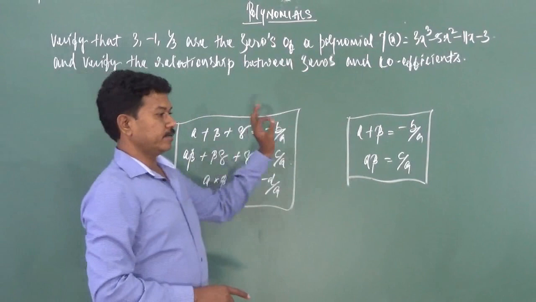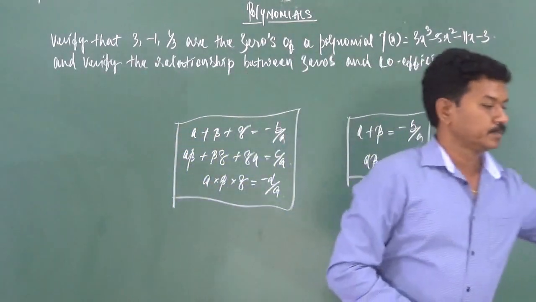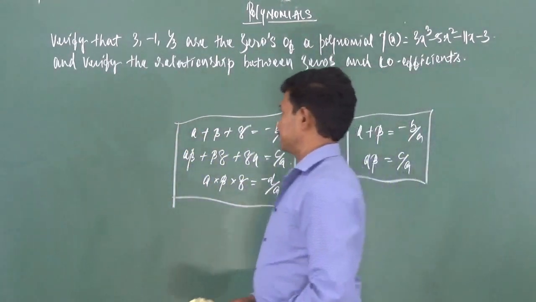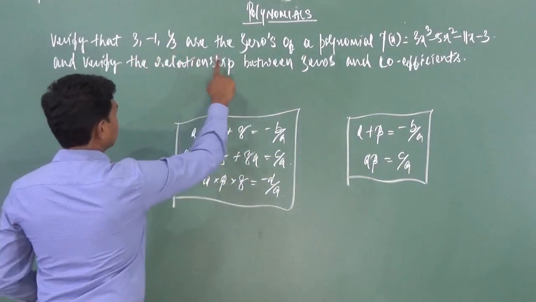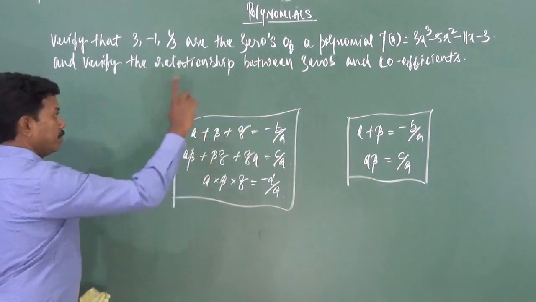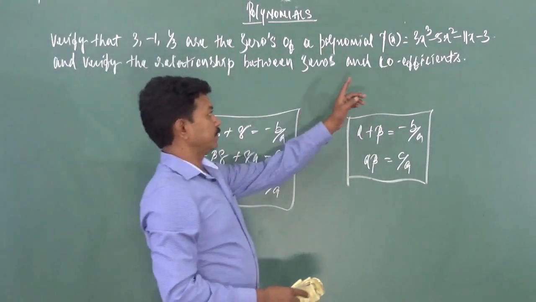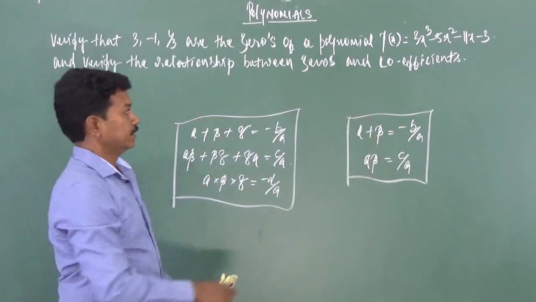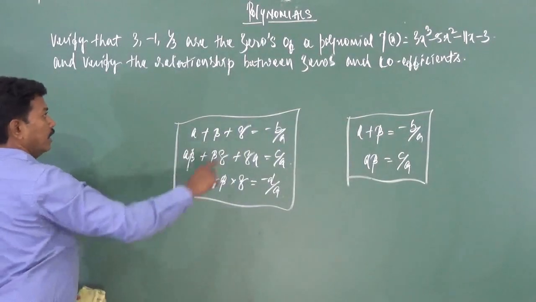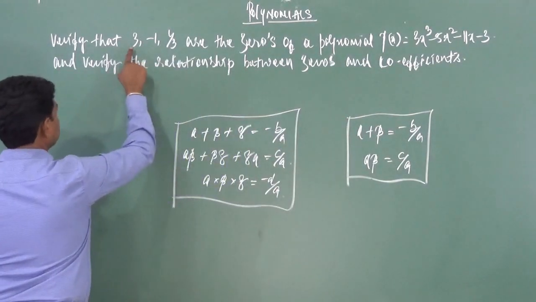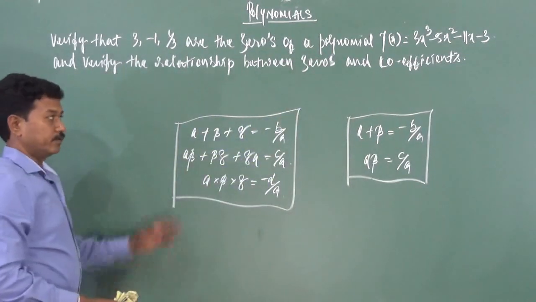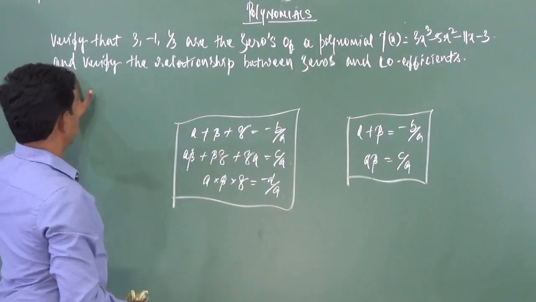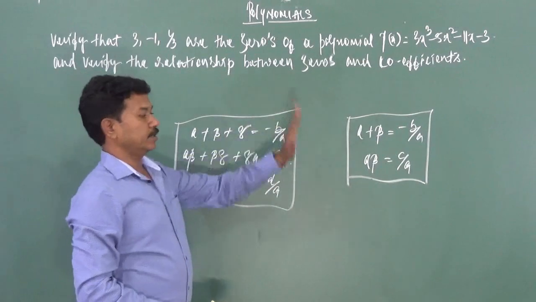Now we have a single problem on the cubic polynomial concept. Here, verify that 3, minus 1, 1 by 3 are the zeros of a polynomial p of x, that is 3x cube minus 5x square minus 11x minus 3. So a cubic polynomial is given to you and we have to verify that 3, minus 1 and 1 by 3 are the zeros of that polynomial. We have to verify that and also verify the relation between the zeros and the coefficients.